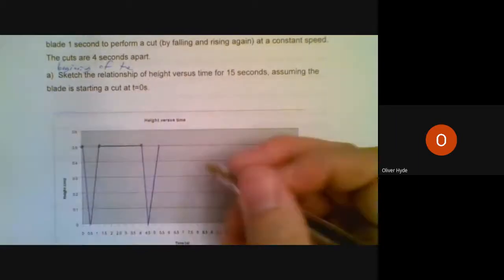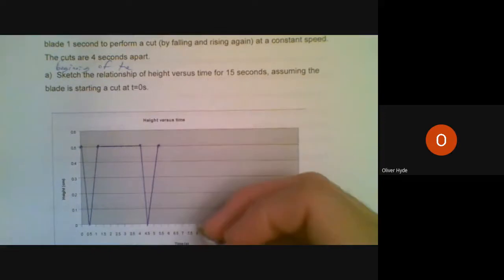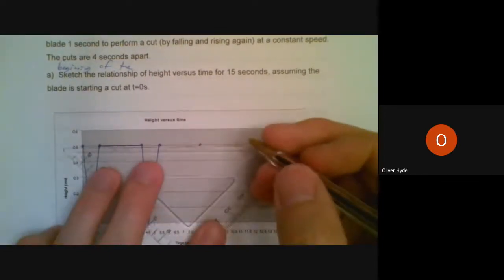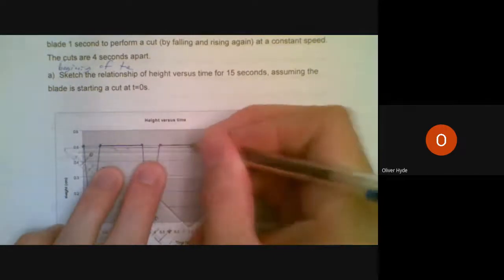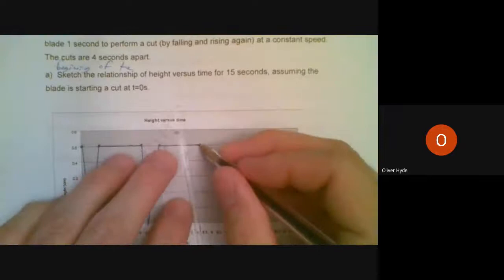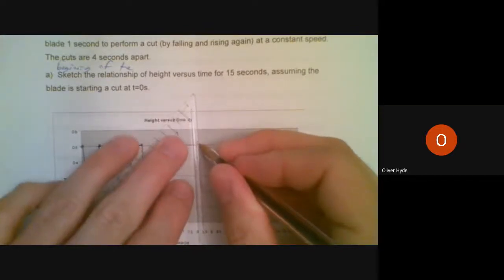I think I wrote this question after watching a YouTube video on licorice or something like that, and just saw the blade going down and cutting the licorice as the licorice passed on. Now I'm hungry for licorice.